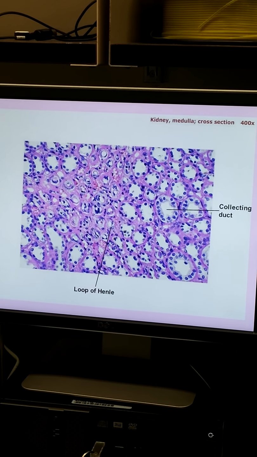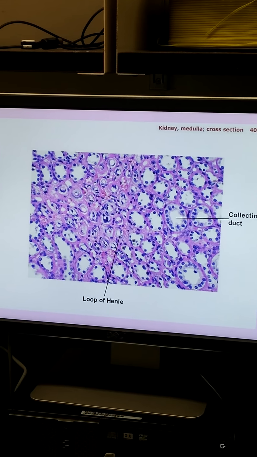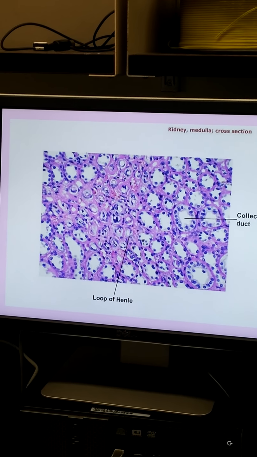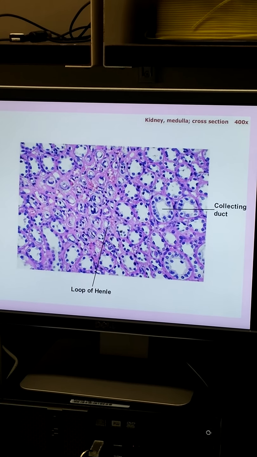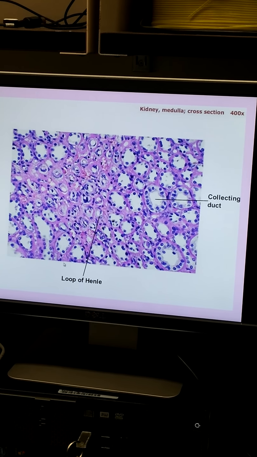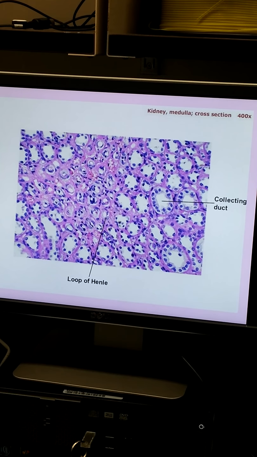Now we're looking at the cross section. Is it the cortex or the medulla? It is the medulla, because now you see lots of collecting ducts, and all the epithelium in all these collecting ducts is what?